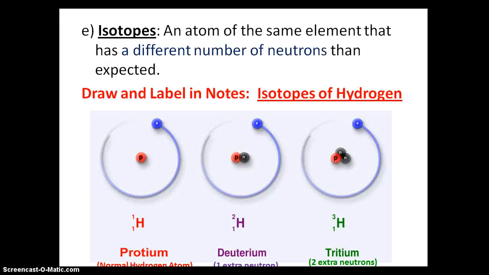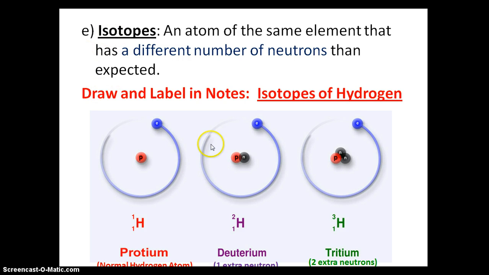E, isotopes. Isotopes are when an atom of the same element has a different number of neutrons than expected. So we just calculate the number of neutrons, but sometimes you might get something weird. So we call those isotopes. Draw and label in your notes isotopes of hydrogen.